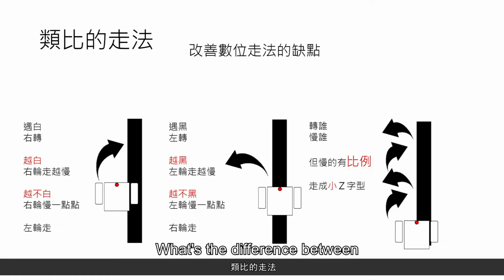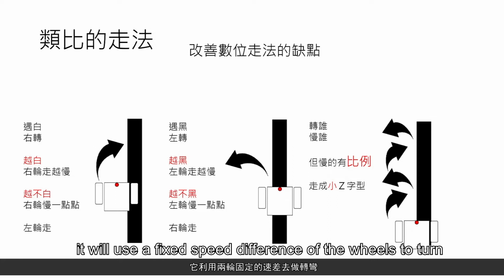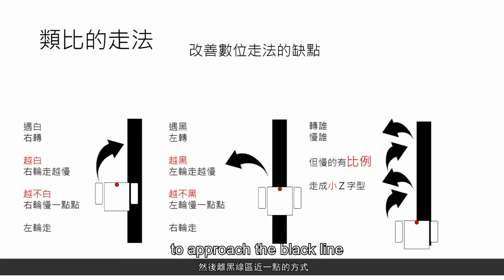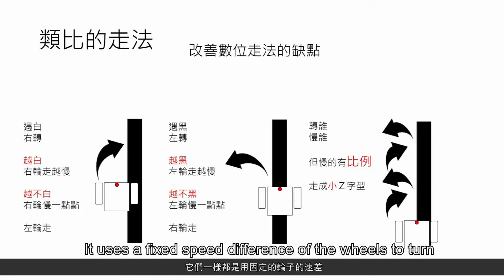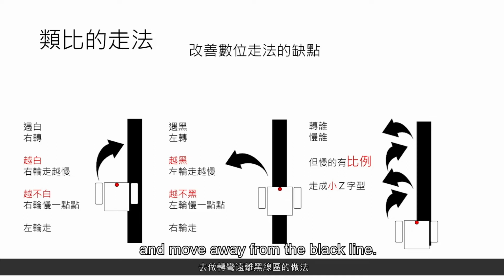What's the difference between analog and digital in terms of vehicle control? When using digital signaling, such as in this case scenario, when the infrared sensor is at a white area, it uses a fixed speed difference of the wheels to turn to approach the black line and correct its path. It's the same when it is on the black line. It uses a fixed speed difference of the wheels to run and move away from the black line.